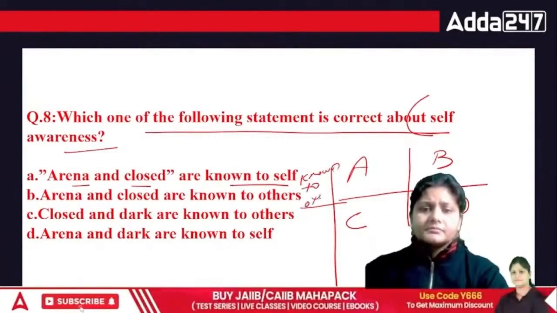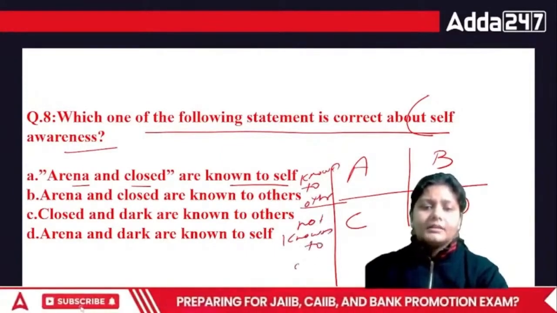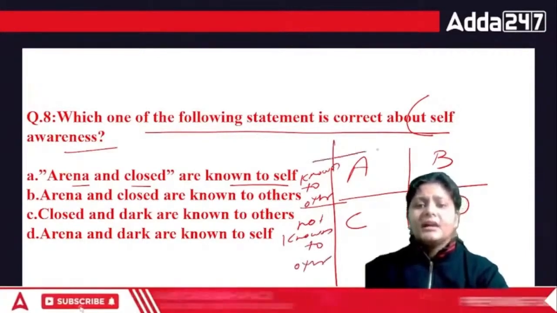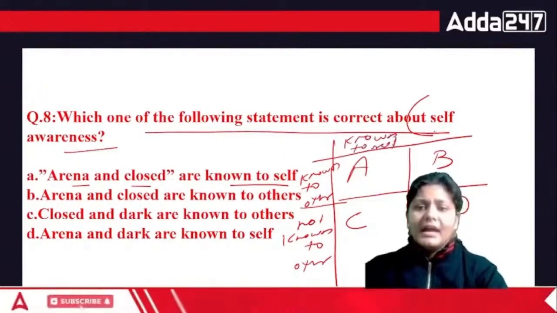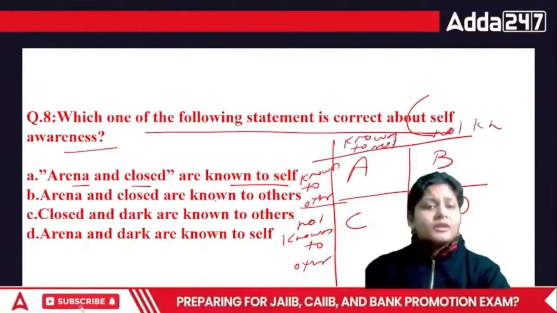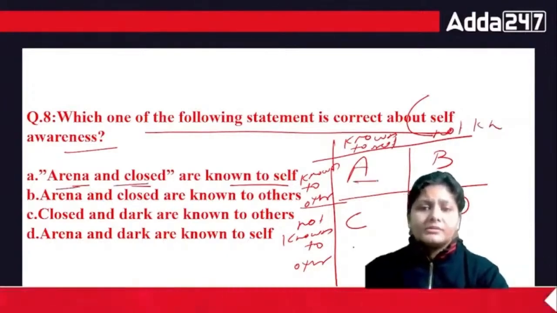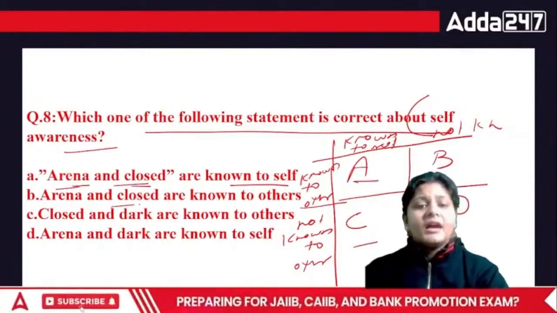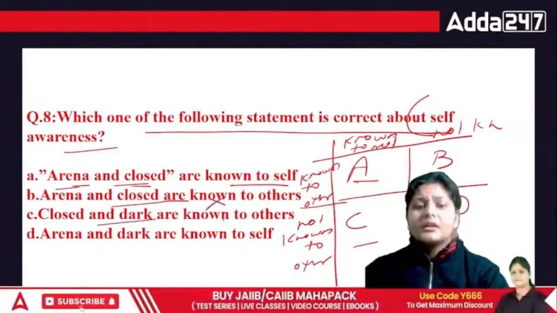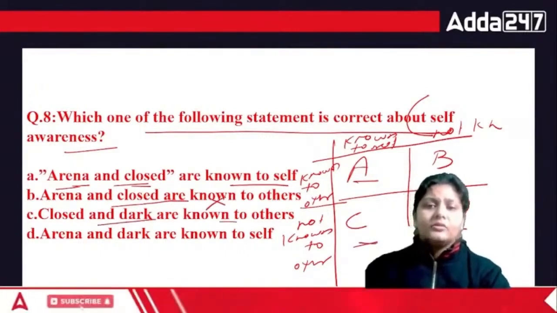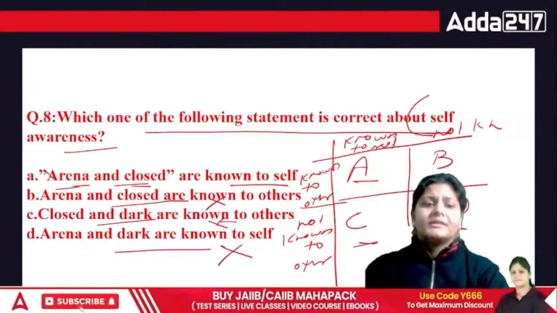And this area is known to self and not known to self. So here we are talking about arena and closed that are known to self. Yes, arena and closed are known to self. Arena and closed known to other, which is wrong. Closed and dark known to other, that is also wrong. Arena and dark known to self, which is also wrong. So number 1 is the right one.